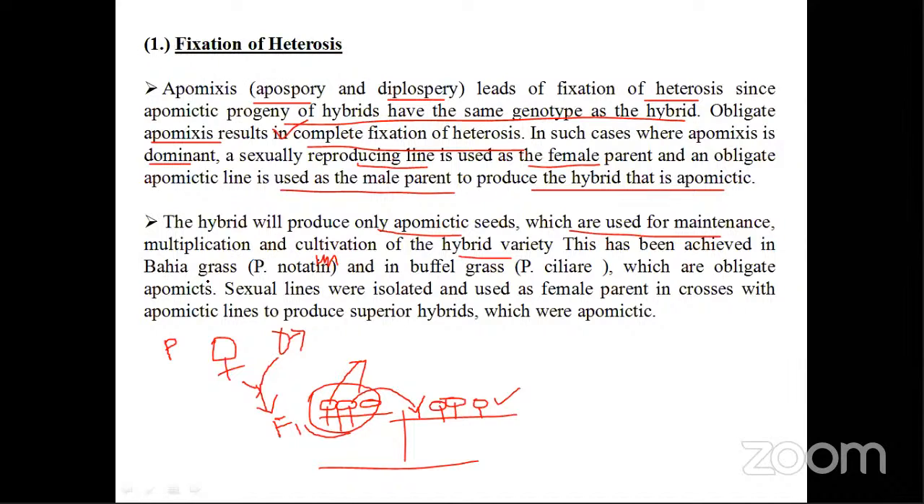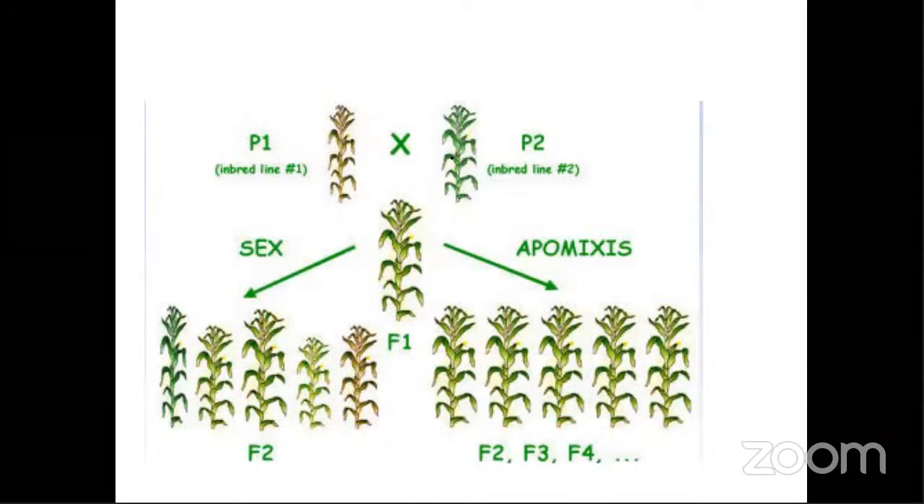Okay. So as I told you, these are the two examples of obligate apomixis. That is Penicillium notatum and Penicillium ciliary, that is the buffalo grass and bahia grass. These are the two examples of obligate apomixis. There they have done this program very successfully. As I showed you, like P1, P2, inbred line 1 and inbred line 2. This is the sexual one, this is the apomictic one, they crossed, and this is the F1 plant.